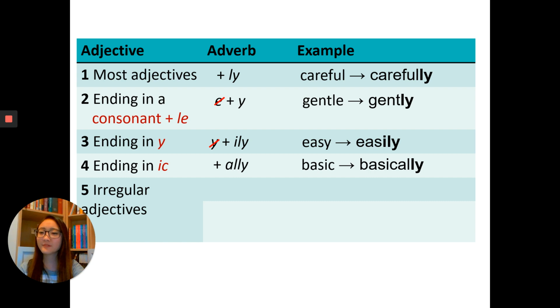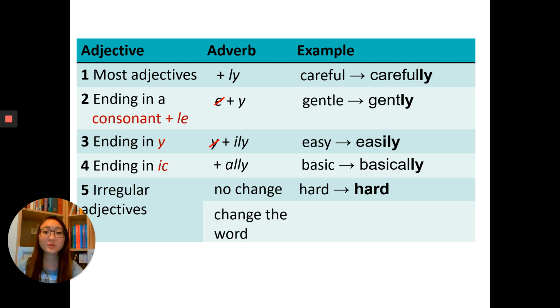And then number five, the irregular adjectives. These are the ones that you really have to memorize. Know that they are irregular adjectives and then memorize them. They are not going to change, or they are going to be completely different. So either they don't change or they change completely. The whole word changes, like good.